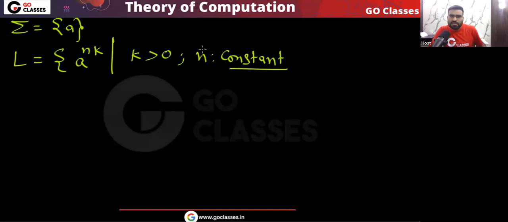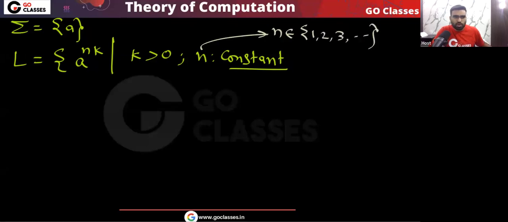The alphabet is only the symbol A. We have only one symbol, that is A. Now the language is a power nk, where k is greater than 0 and n is a positive integer constant. n is a positive integer means n belongs to the natural numbers, 1, 2, 3, because 0 is not a positive number. Remember 0 is neither positive nor negative. So n is constant means n can be 1, 2, 3 and so on, but because it is a constant, you have to take a fixed value.